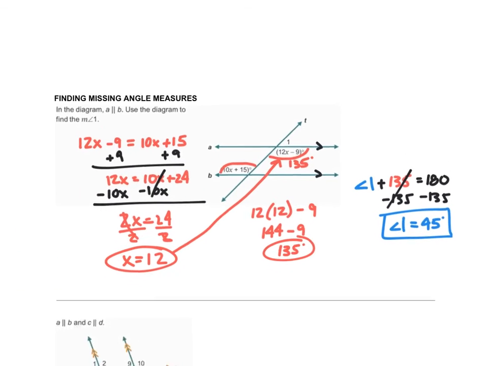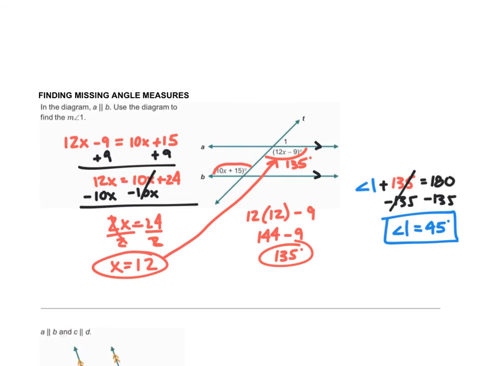So yes, you will have to do some algebra on this, and that's okay. But that's how I would solve this type of problem to figure out what angle 1 is. And I'm just using my angle relationships.